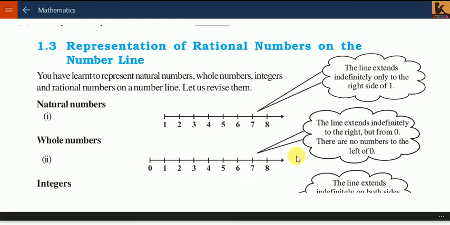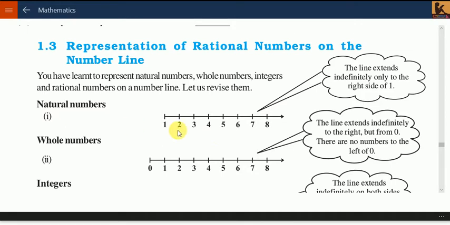Hello, all of you. Today we will continue our chapter named Rational Numbers, and the topic for exercise 2.1.2 is representing the rational number on the number line. So this will be our topic for today. As you can see in your book, some simple number lines are given.